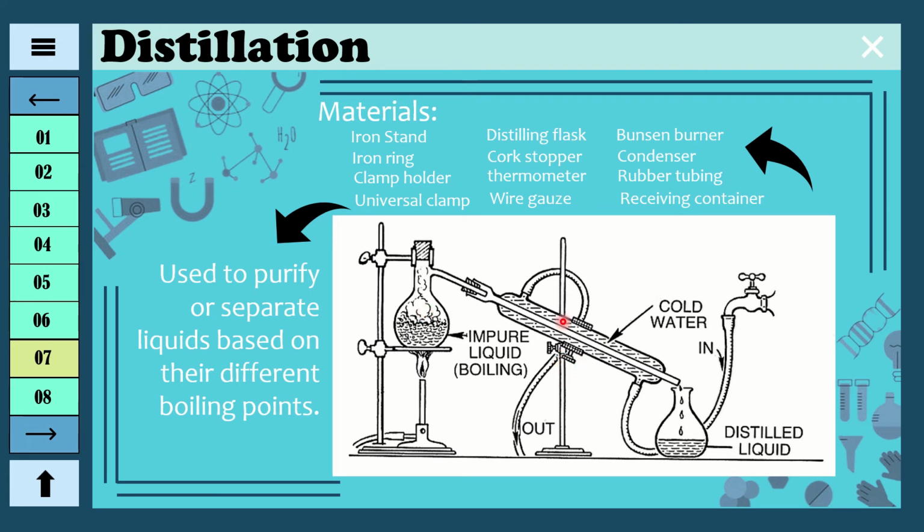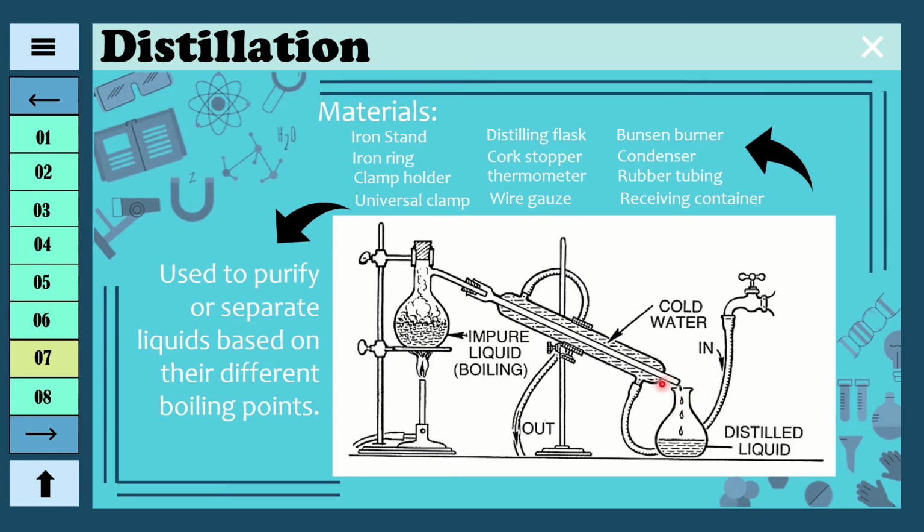Next, fix the clamp holder and the extension or universal clamp to another iron stand in order to secure the condenser. Next, mount the distillation or condenser adapter with a receiving container here where the distillate will be collected. Again, if you don't have the distillation or condenser adapter, it's okay not to use it.